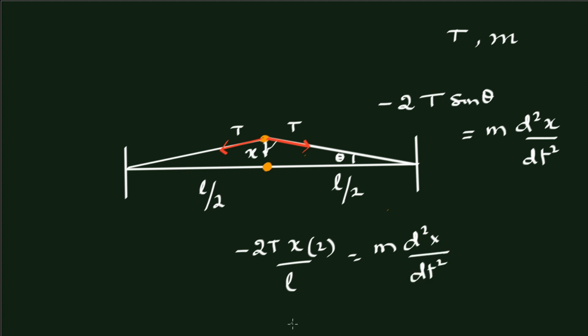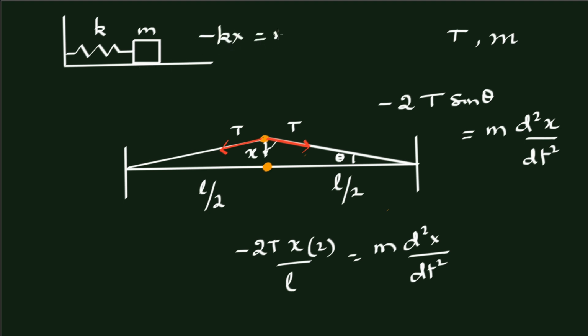And you can see, comparing it to the mass in spring, remember our mass in spring? Spring constant k, mass m. So if you remember the equation for this one, the force was minus kx when the displacement was x, is equal to mass times acceleration. And this differential equation is identical to the differential equation that we have, except what plays the role of k is 4T by L, and the role of m is played by m.